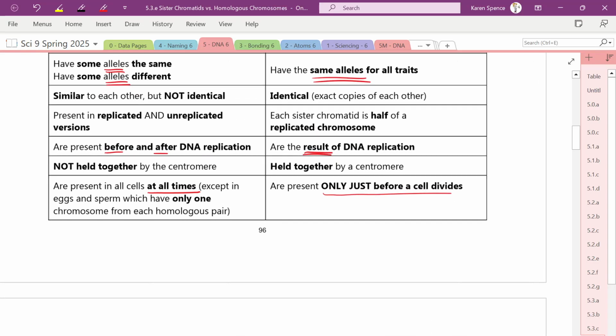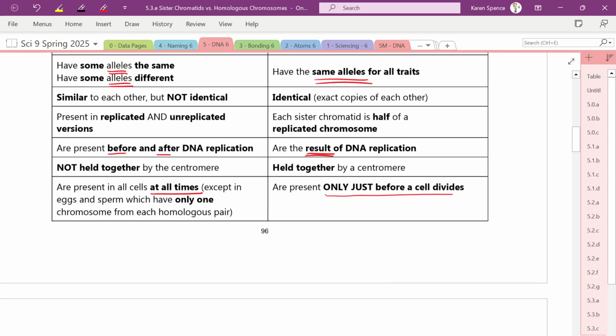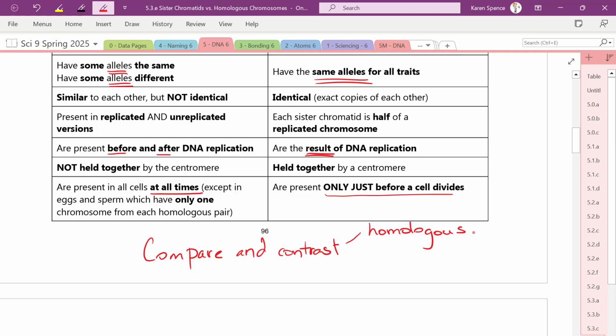This could be on the quiz like the DNA, RNA kind of thing, like a comparison. Yeah. Compare and contrast. Homologous chromosomes and sister chromatids.